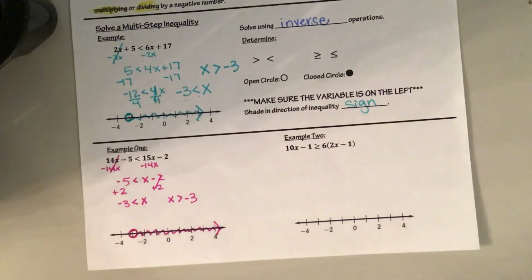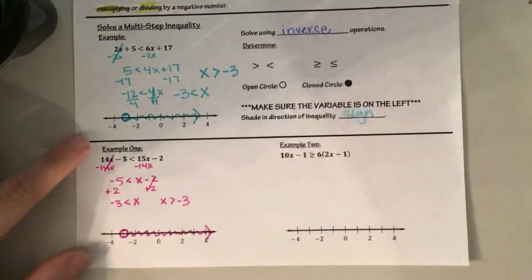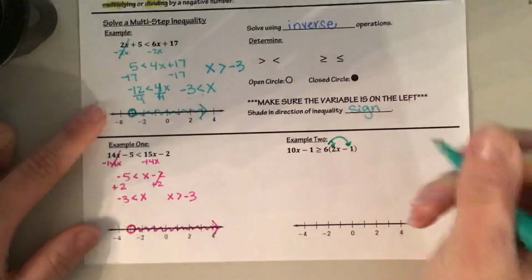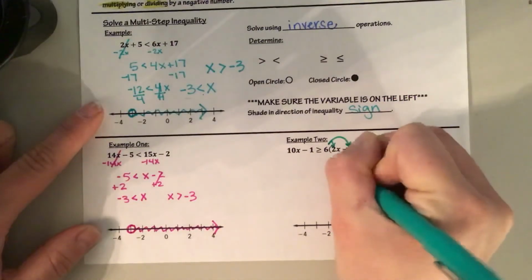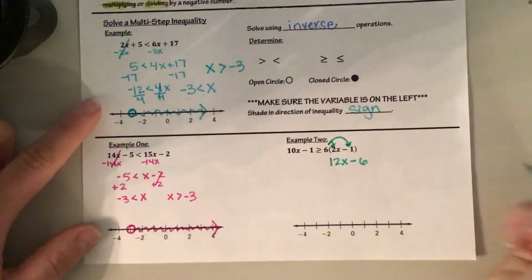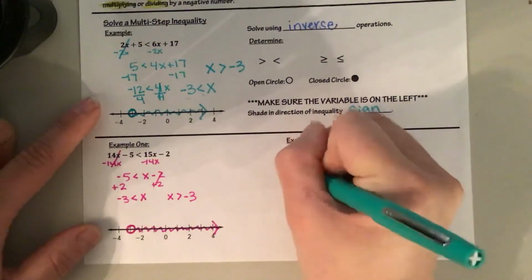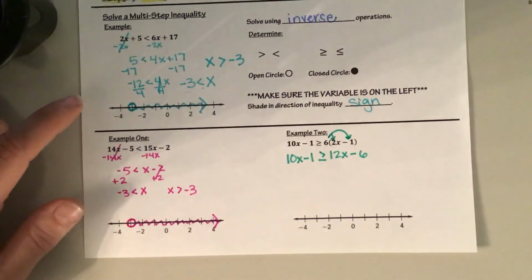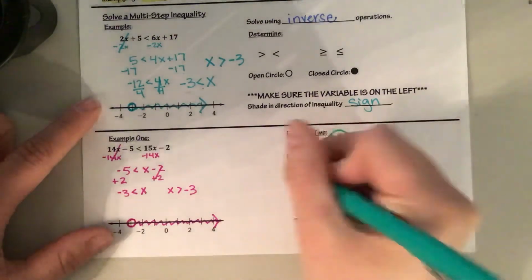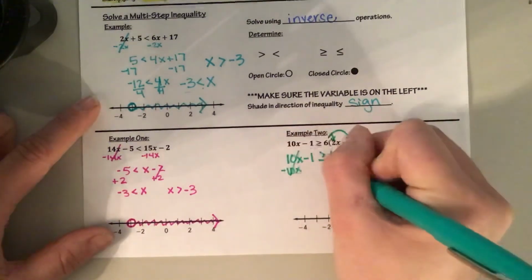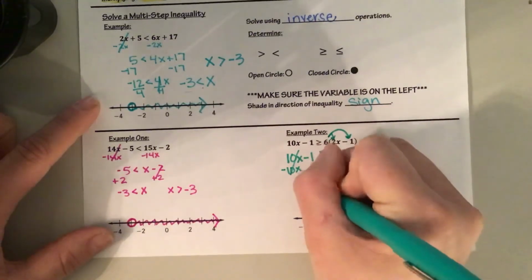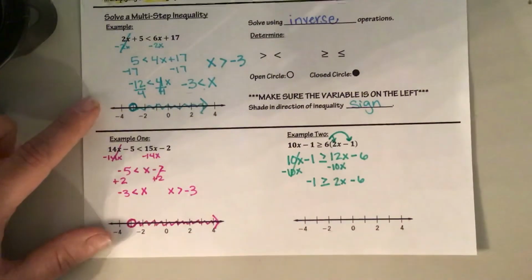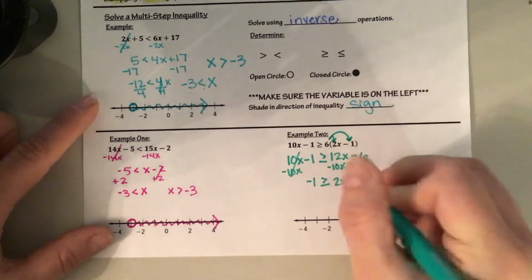Working through example 2. Our first step would be to distribute. So 6 times 2 is 12x. 6 times -1 is -6. Bring down the entire rest of your problem. Now, we can work through the problem like normal. Our first step would be to subtract 10x on both sides. -1 is less than or equal to 2x minus 6. Our next step would be to add 6 on both sides.